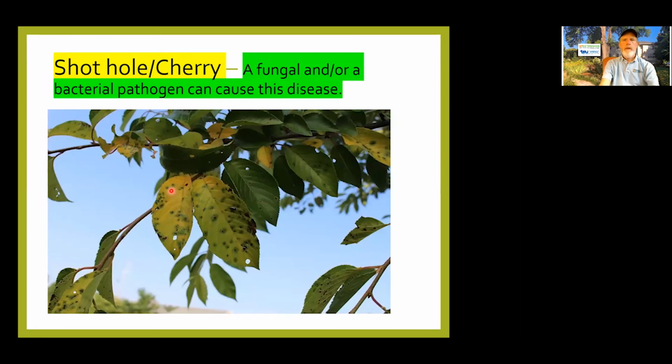Here's one called shot hole of cherry. You'll see these little holes. It almost looks like an insect was eating on it. But what happens is you'll see that it's either a fungus or a bacteria, one or the other or both, infect the leaf and cause the leaf to drop the center out. It'll drop the center on quite a few, and it'll look like someone took a shotgun and just shot the leaf. That's why they call it shot hole.